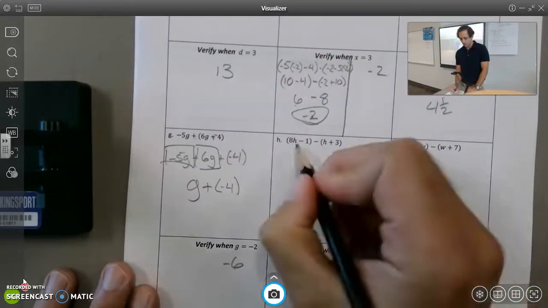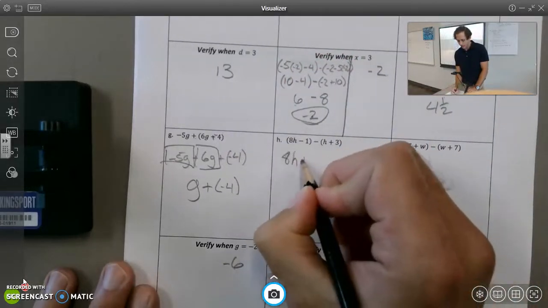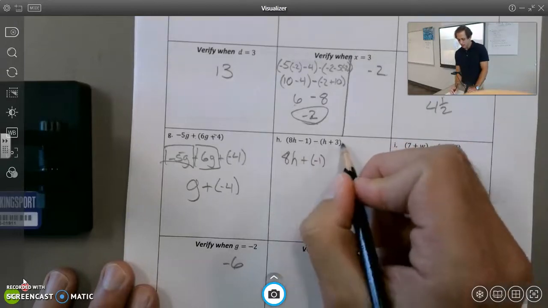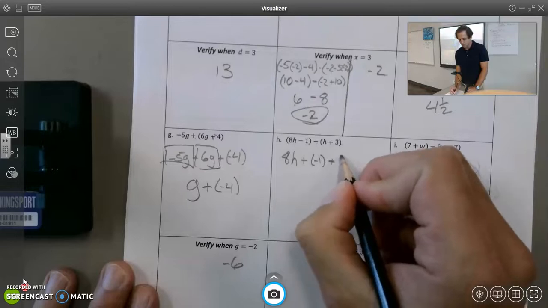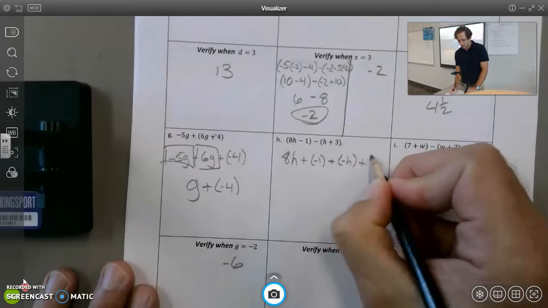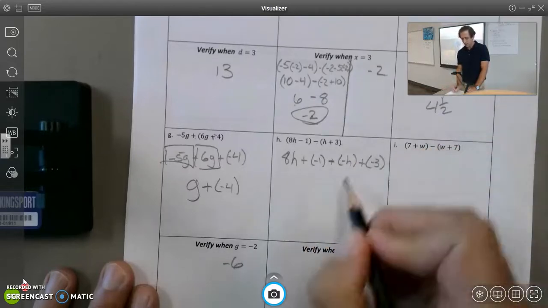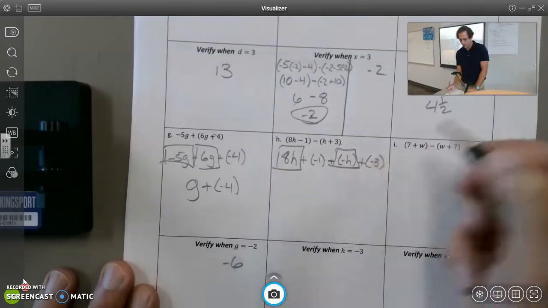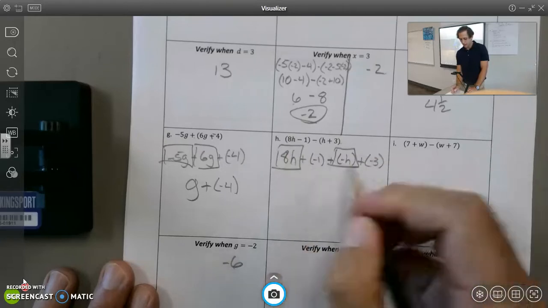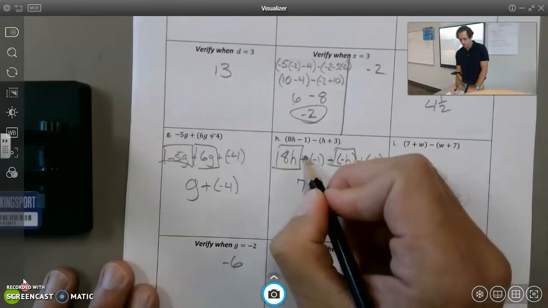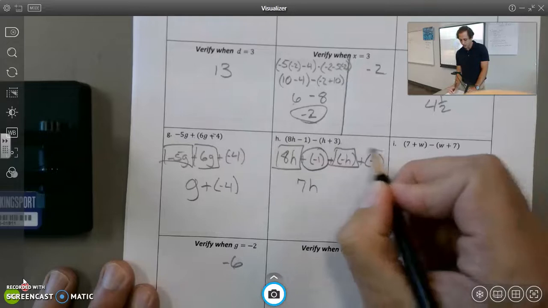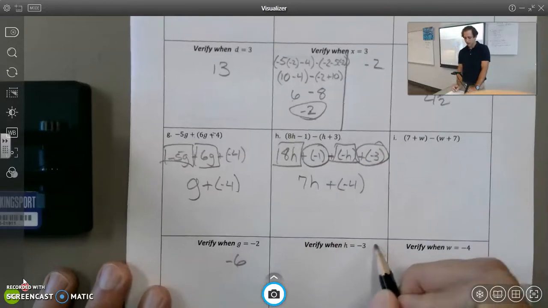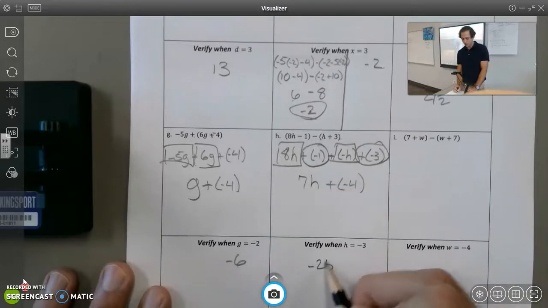8h plus negative 1, minus is plus negative, minus h plus 3, so that's going to become plus negative h plus negative 3, and that's going to be, combine my variable terms with the h, 8h and negative h is 7h, and negative 1 and negative 3 is going to be negative 4. When I verify, I should get negative 25.